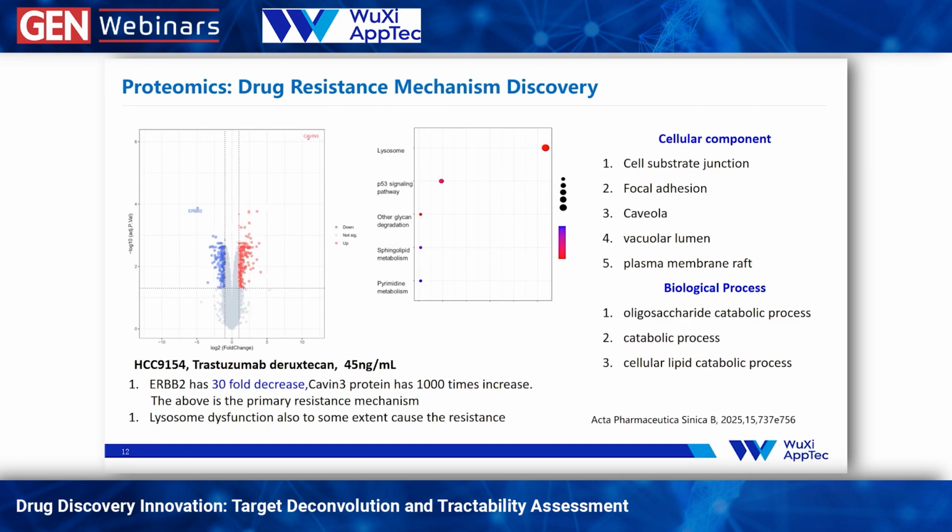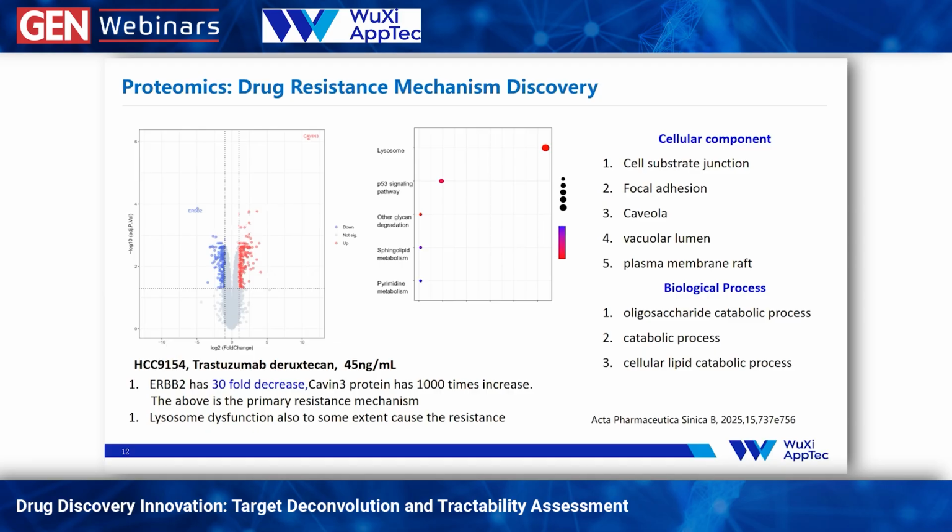This is a drug-resistance case example. Antibody drug conjugate discovery is at the forefront of cancer treatment. However, many cancer patients will inevitably develop resistance. In this case, proteomics was employed to help elucidate the resistance mechanism.